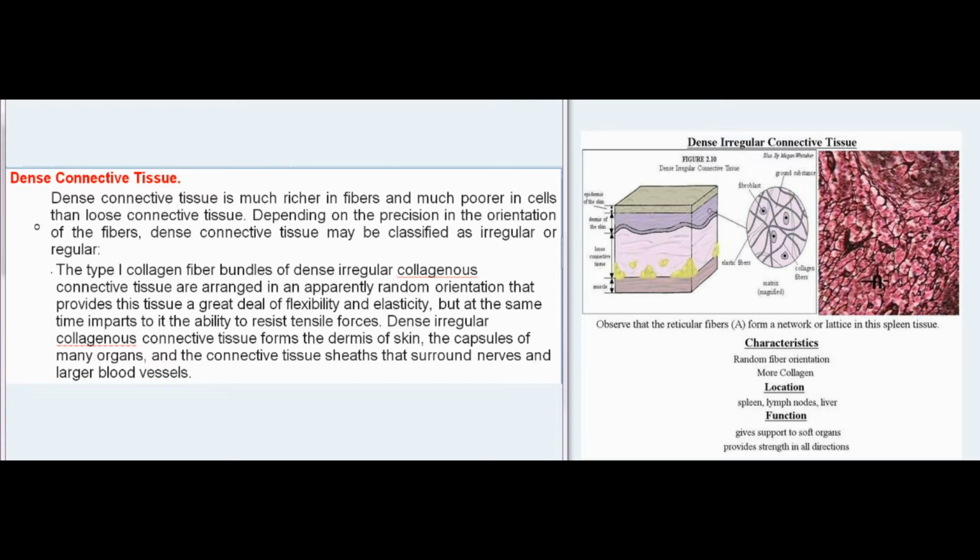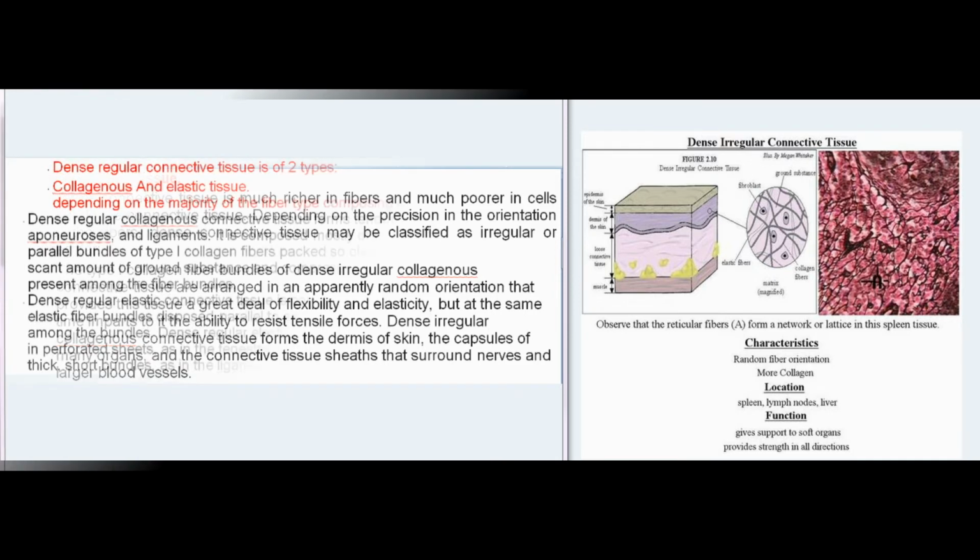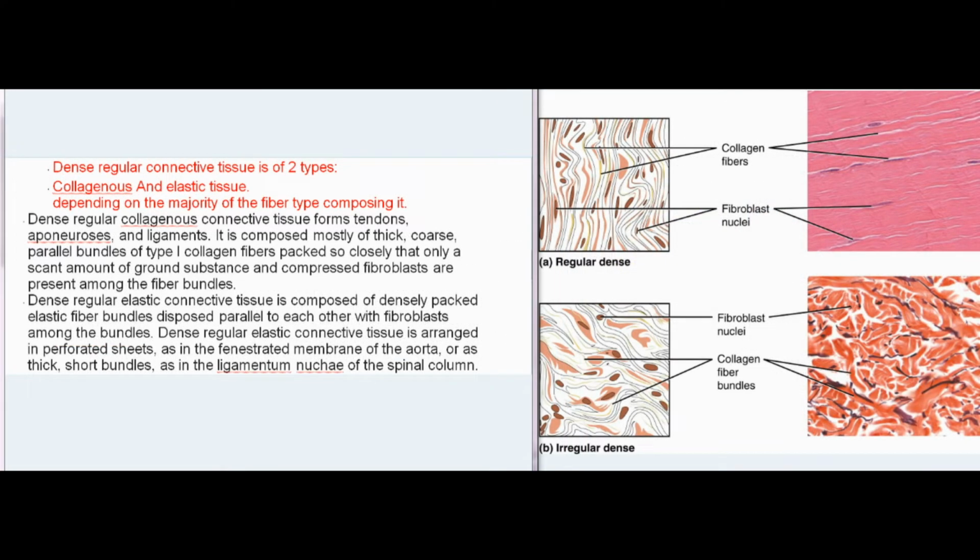Dense irregular collagenous connective tissue forms the dermis of skin, the capsules of many organs, and the connective tissue sheaths that surround nerves and larger blood vessels. Dense regular connective tissue is of two types, collagenous and elastic tissue, depending on the majority of the fiber type composing it. Dense regular collagenous connective tissue forms tendons, aponeuroses, and ligaments.